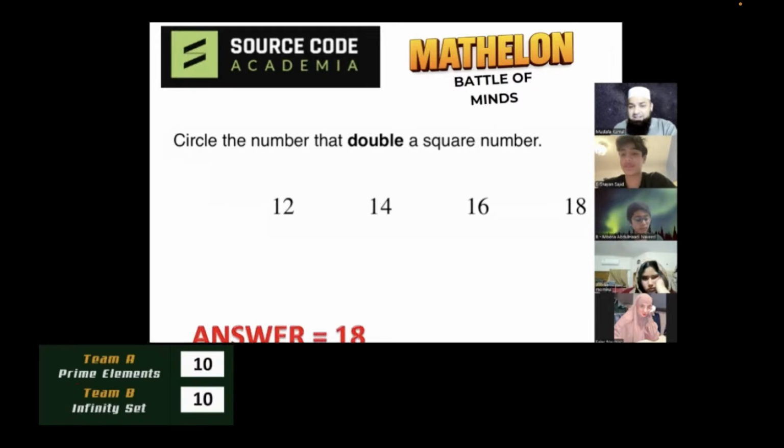Well done, Shayan. So the question states that we should identify the number which is double a square number. There is only one, that is 18. It's not a square number, it's double a square number. The square number is 9, and if we double it, we get 18. So the double of the square number 9 is equal to 18. Well done, Shayan. You got 10 points for this answer.